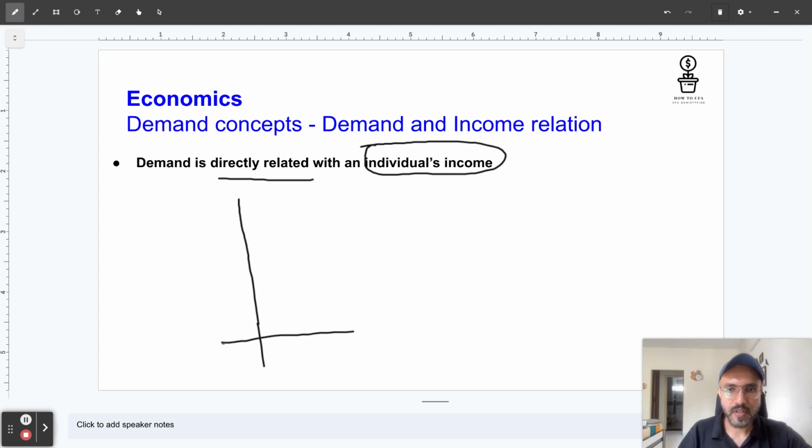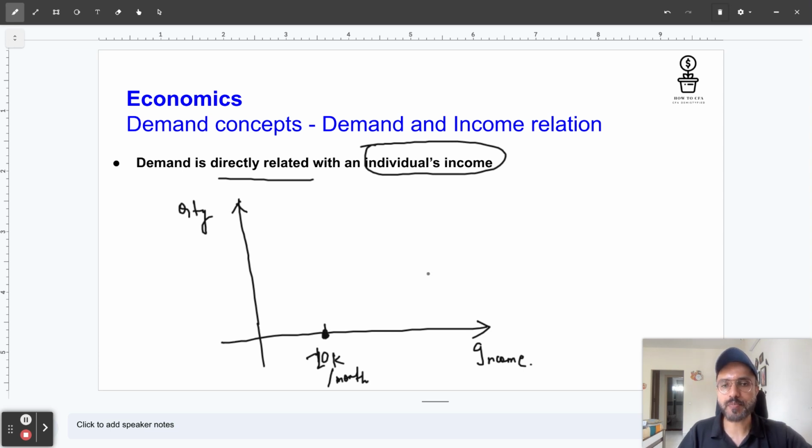again, let's draw the graph. This graph should tell us that this is the quantity demanded on the y-axis and this is your income on the x-axis. Say you initially had a 20,000 rupees per month salary, and in that case, maybe you were not demanding this product. Or maybe there are a few of you who say, okay, we will still buy this product, we are going to stretch our finances.